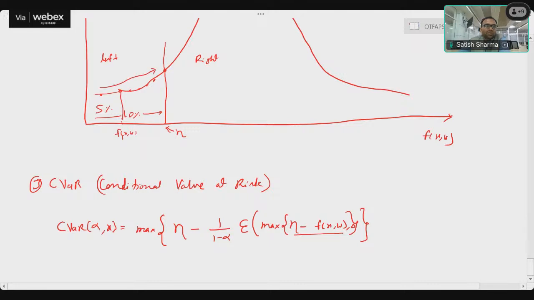So it is nothing but the average value. Okay, this entire term is the average value, and let's say the average is somewhere here, then the difference between the eta and average will give you the conditional value at risk, that is how much losses are there beyond the value at risk. So value at risk looks at only one point. Conditional value at risk considers all the points beyond that particular value. Okay, so this is how it has been defined.